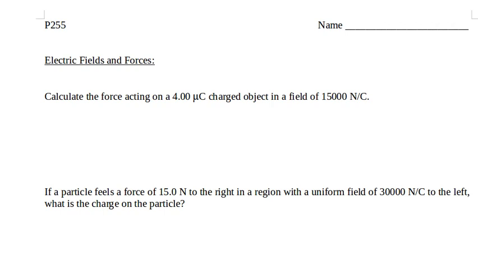On the front side of our worksheet, we have a section labeled Electric Fields and Forces, and we've got two questions there. Now, you may want to go ahead and look at your worksheet at this point rather than trying to read the questions on the video because it's going to be a little bit hard to see all the details. So, in the first question, it says calculate the force acting on a 4 microcoulomb charged object in a field of 15,000 newtons per coulomb.